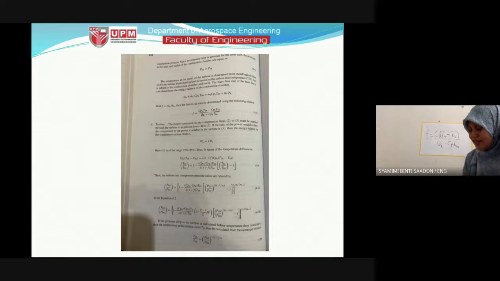4 exit compressor, air combustion chamber. Okay, so Cp (T total 4 minus T total 3) over (QR, the fuel heating value, minus Cp T total 4). This equation is derived from the energy balance, which is the heat exchange between the inlet and outlet of the combustion chamber.